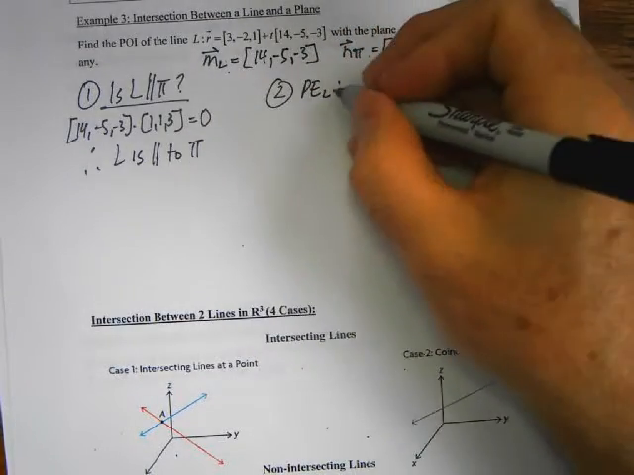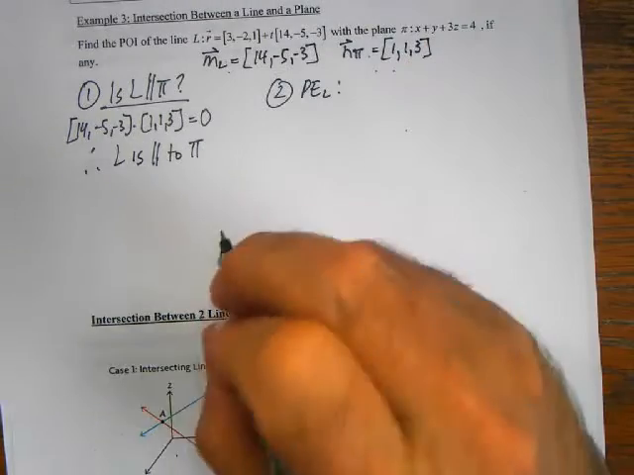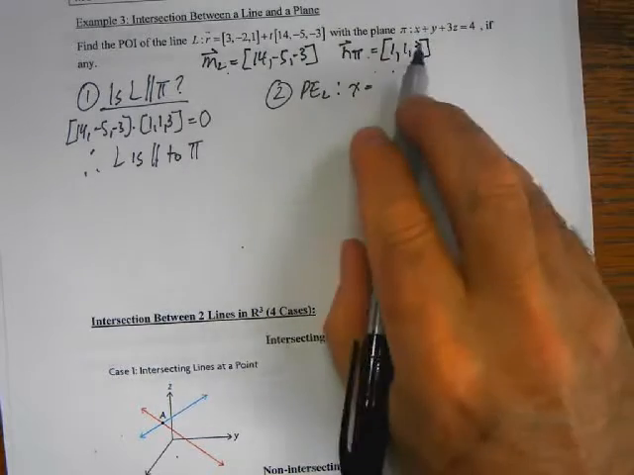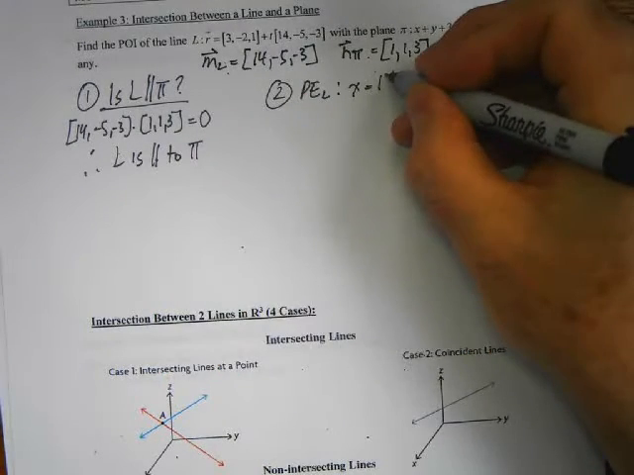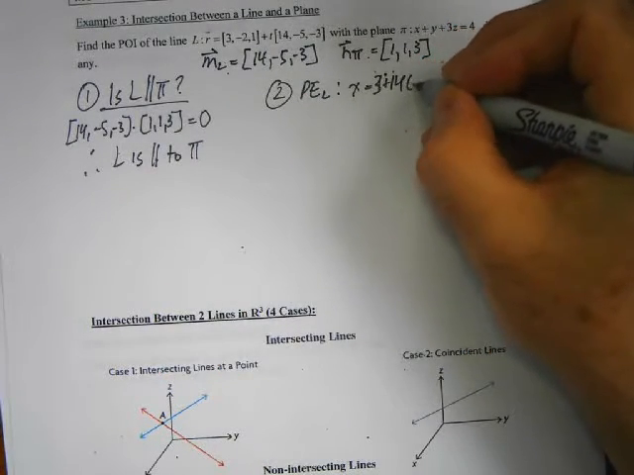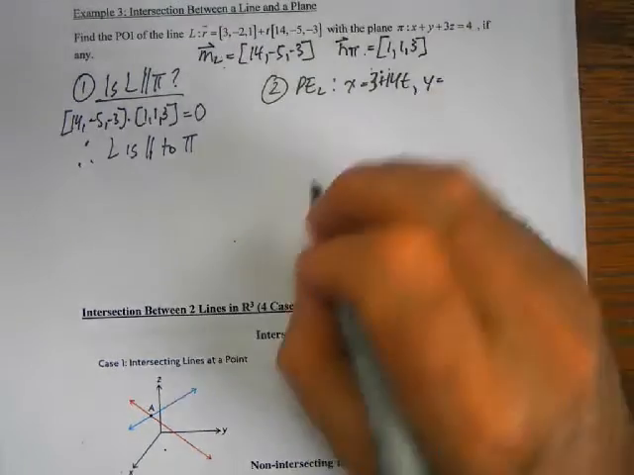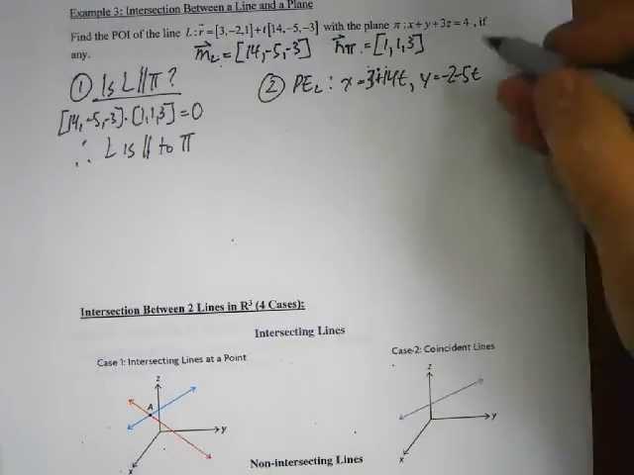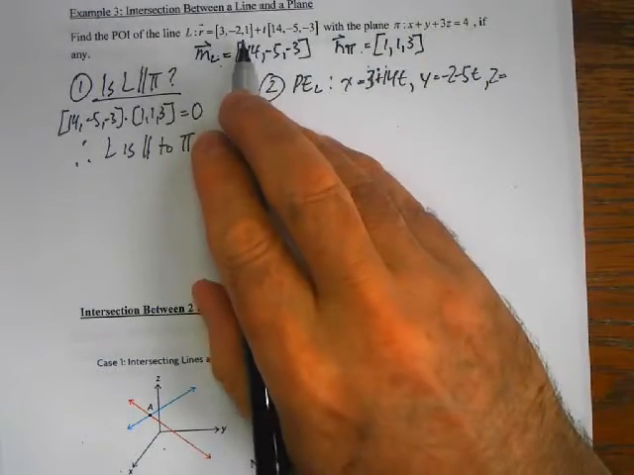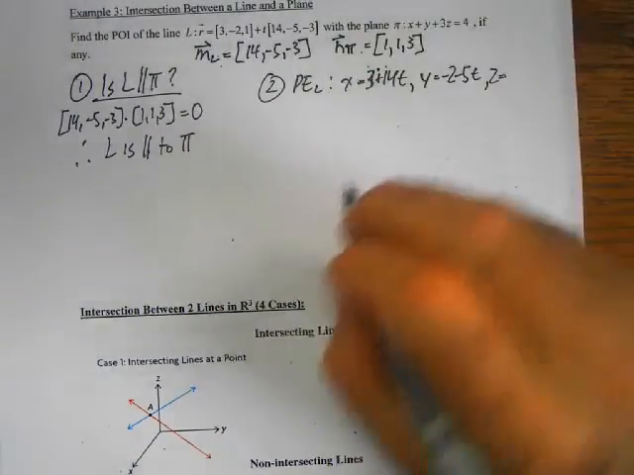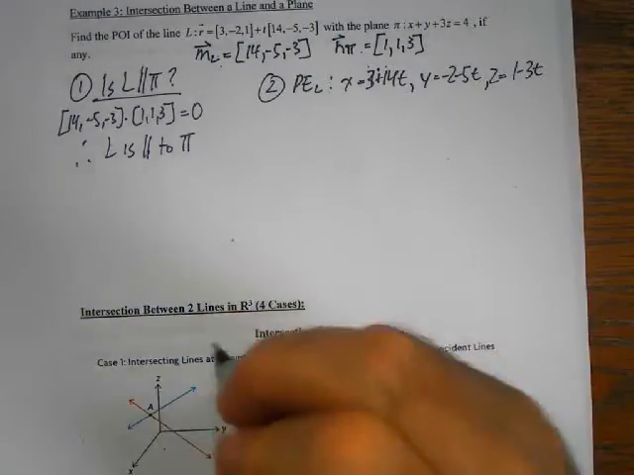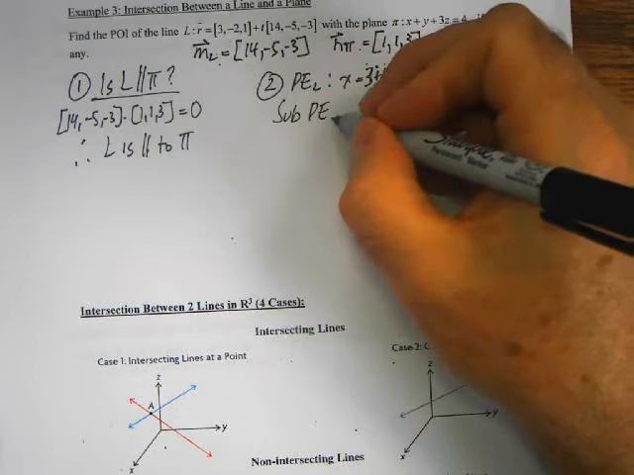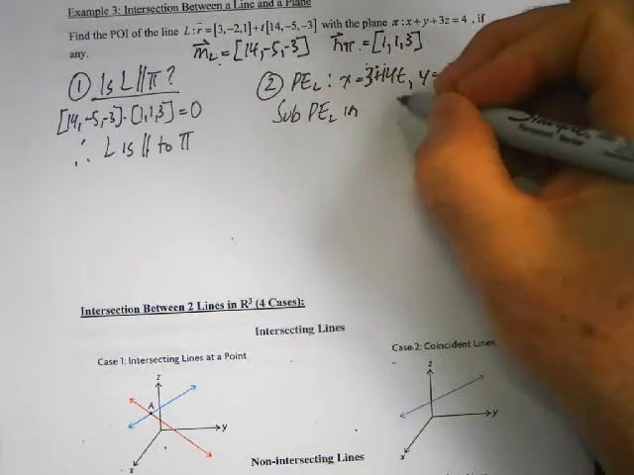So that's x equals 3 plus, going back to here, 3 plus 14t, y is equal to negative 2 minus 5t, z is equal to 1 minus 3t. And then, just like before, substitute the parametric equations of the line into the Cartesian equation of the plane.